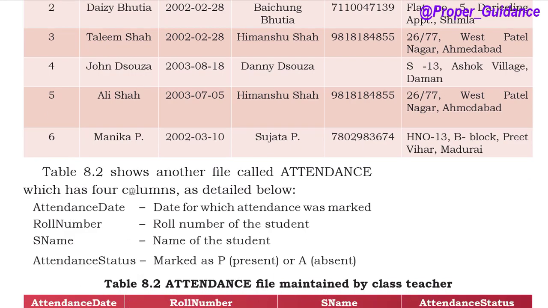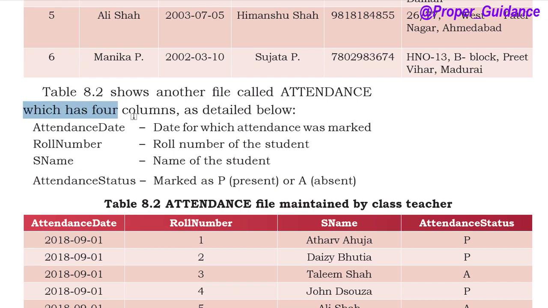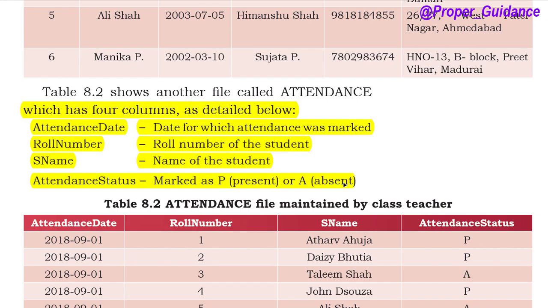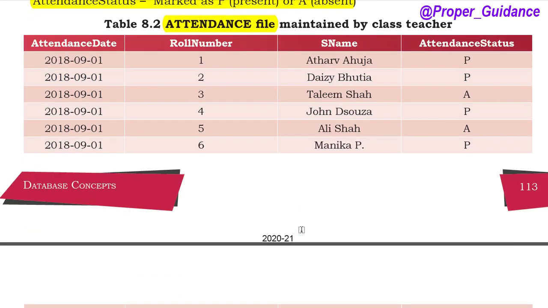Table 8.2 shows another file called attendance. Here is another file which has 4 columns as detailed below, named attendance. The attendance file is maintained by the class teacher only. So this is another file which is named attendance, which is maintained by the class teacher.